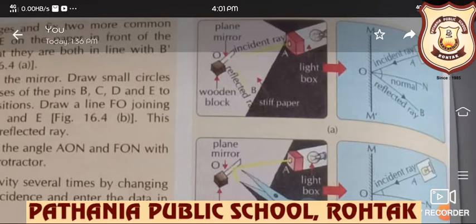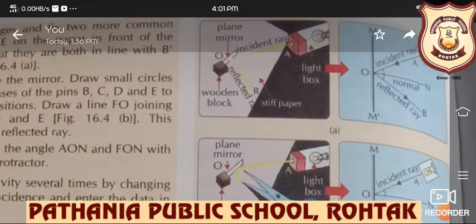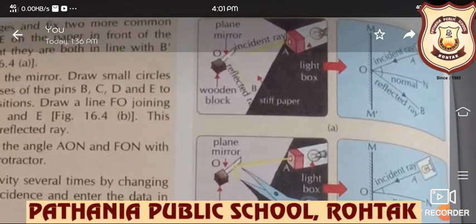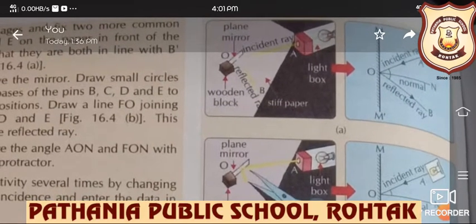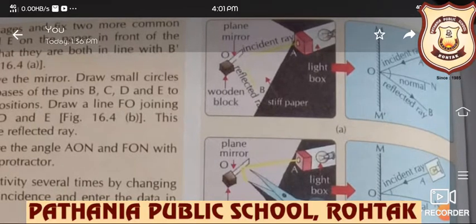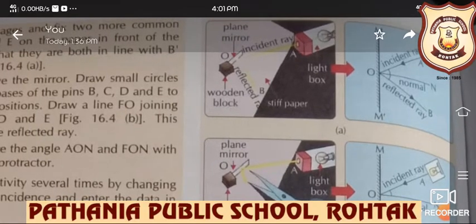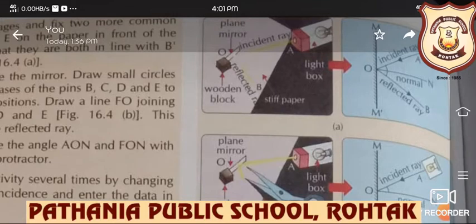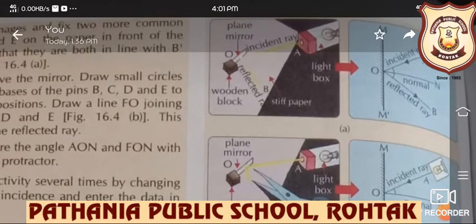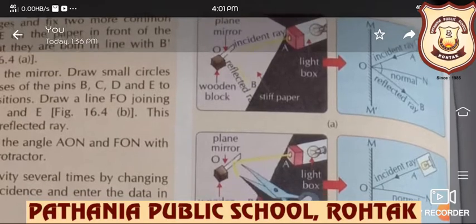See, you have to take a plane mirror and place it on the sheet of stiff paper beyond the edge of the table so that its reflecting surface is facing sideways. Mark the position of the mirror on the sheet of paper. Now we have to mark the position of this mirror.